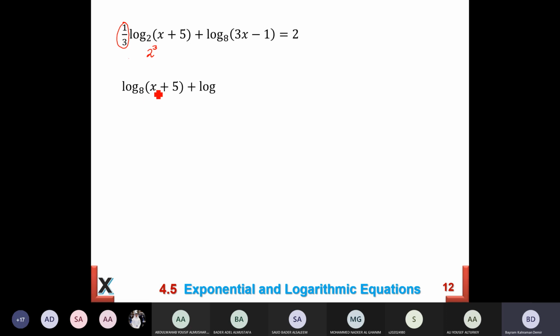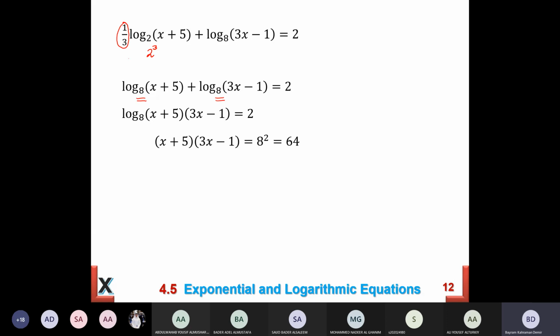Logarithm of base 8, x plus 5, and plus logarithm 3x minus 1 with base 8 equals 2. So we got the same base 8 here and here. You see that? Now the rest is easy, of course, because we will just multiply the arguments of these two logarithms. And after that, we have to switch to exponential expression. That means x plus 5 times 3x minus 1 equals 8 square, which is 64.